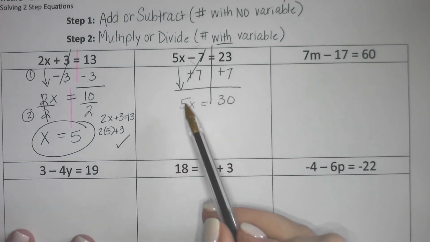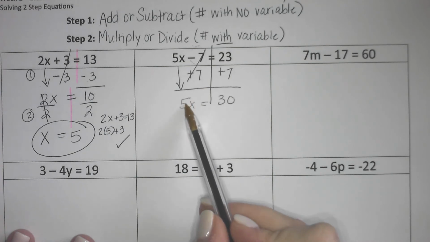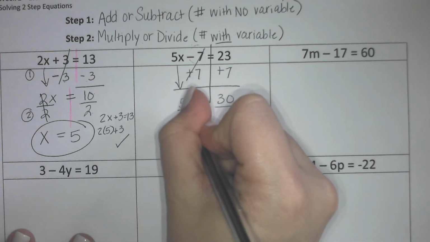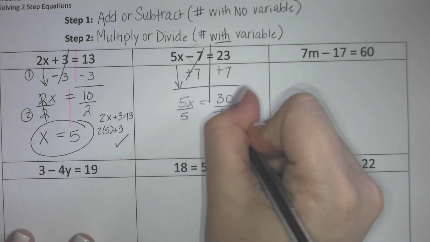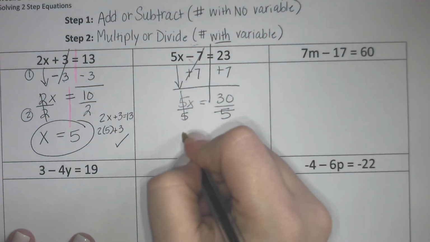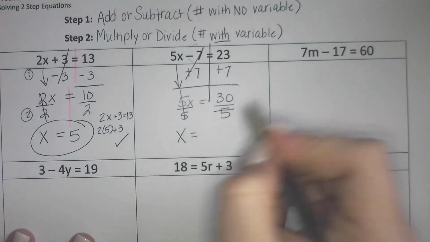I want to get rid of this 5. So it's saying 5 times x. So the opposite of multiplying would be dividing both sides by that 5. Oops, sorry. Already did that line. So 5 divided by 5 is actually just 1x. And 30 divided by 5 is 6.